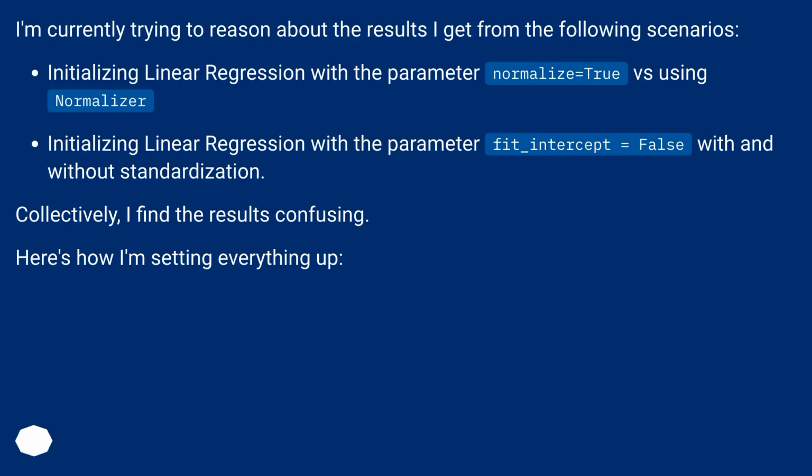I'm currently trying to reason about the results I get from the following scenarios. Initializing linear regression with the parameter normalize equals true versus using Normalizer. Initializing linear regression with the parameter fit_intercept equals false, with and without standardization. Collectively, I find the results confusing. Here's how I'm setting everything up.